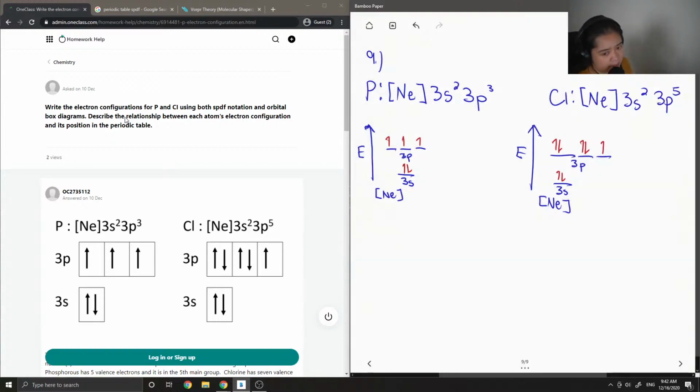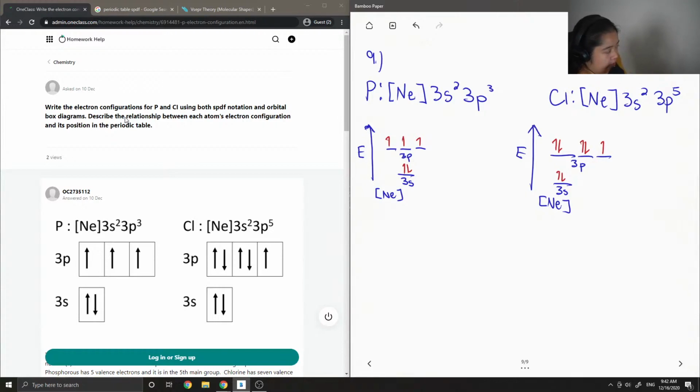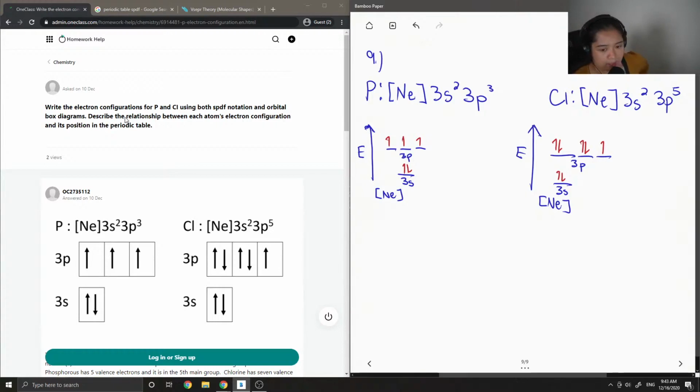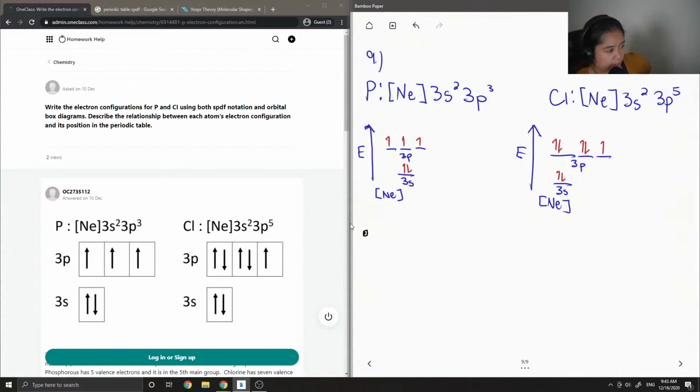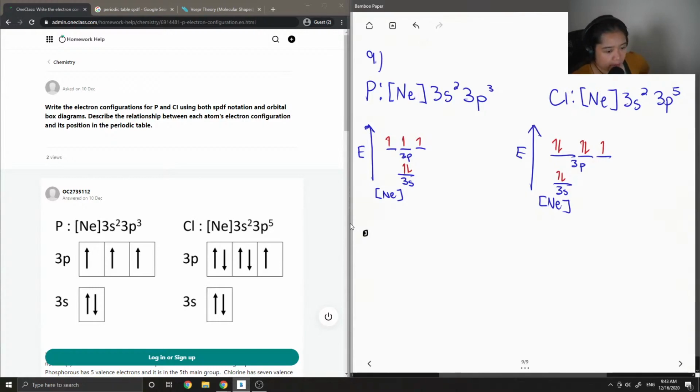Okay, so notice that phosphorus has 3 valence electrons in the p orbital, well, there are 5 in total, and chlorine has 7. So looking at the atom's electron configuration and its position in the periodic table, phosphorus has 5 valence electrons.